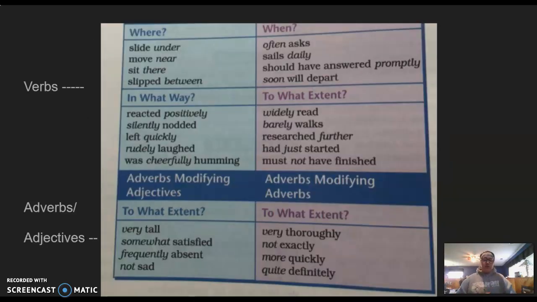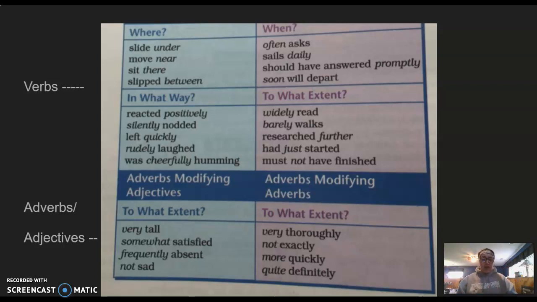So this chart is going to become your very best friend. I pulled this right out of the textbook. This is what I use to make these lessons and assignments. This isn't all the adverbs. Like I said, there's a ton of them. You can pull them out of thin air. They're so common. But this breaks down what I talked about on the last slide with how verbs are modified and how adverbs and adjectives are modified.